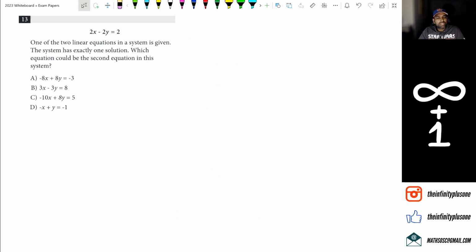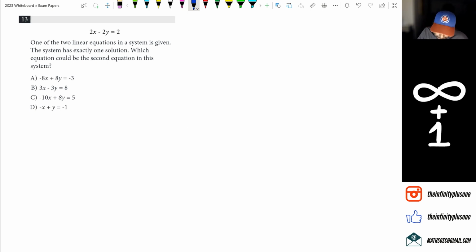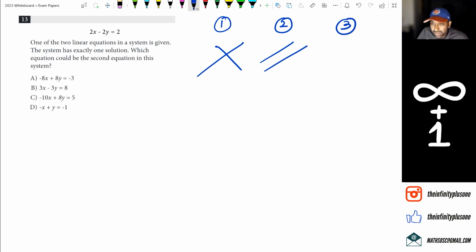Now looking at question 13 here, folks, you've got two linear equations, right? And the system has exactly one solution. Basically, here's what you need to know about linear equations. There are three situations that could happen. Situation 1, you have them meeting at a point. Situation 2, the two lines are parallel. And situation 3, the two lines are exactly the same, which means they are on top of each other.